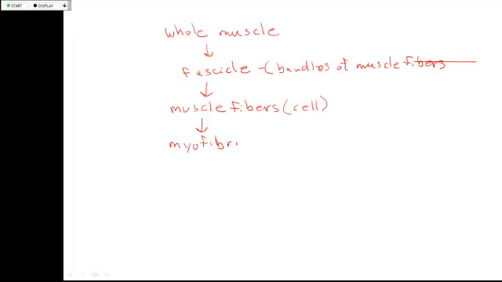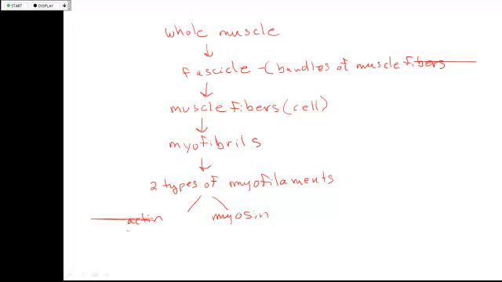Myofibrils are made up of two types of myofilaments. They are actin and myosin. Actin is also called the thin filament, and myosin is called the thick filament.